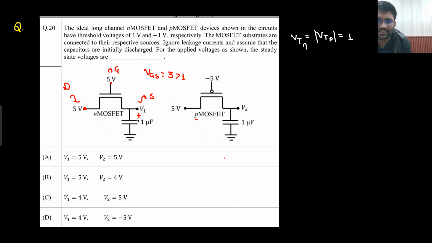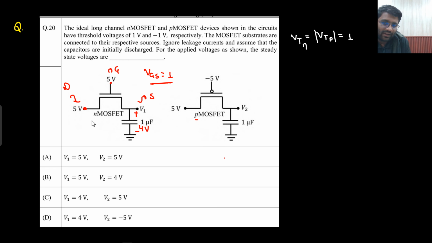Now let's just say it has developed 4 volt. So this is 5, this is 5, this is 5, this is 4. Now what is the value of VGS? 5 minus 4, that is 1 volt. Is it greater than 1 volt? No. That means now the current flow would stop. Is that understandable to you? That means it can charge up to 4 volt only.